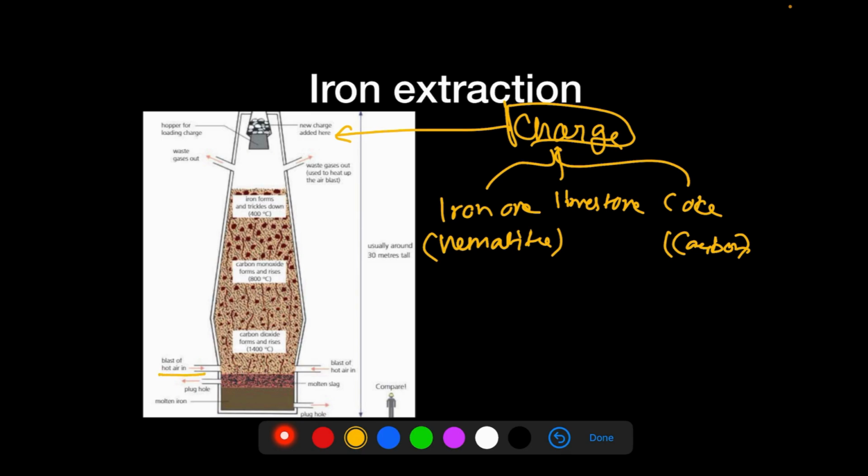From here, hot air is inserted, and even from here, hot air is inserted. This is the plug hole. This is the important slag, which is an impurity, and this is another plug hole for the molten iron to come out.